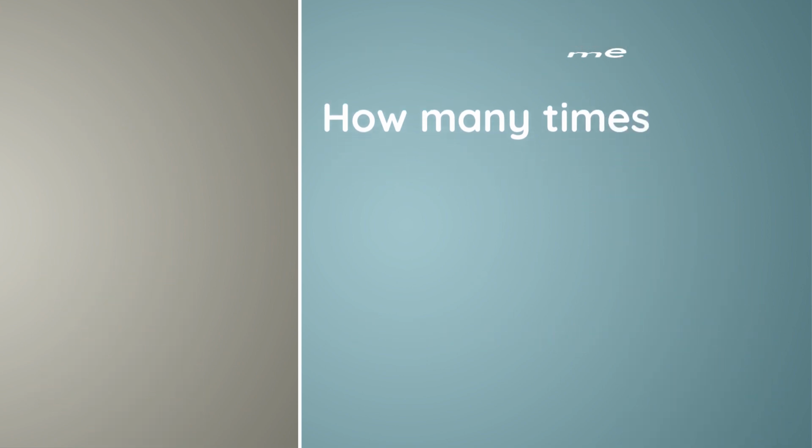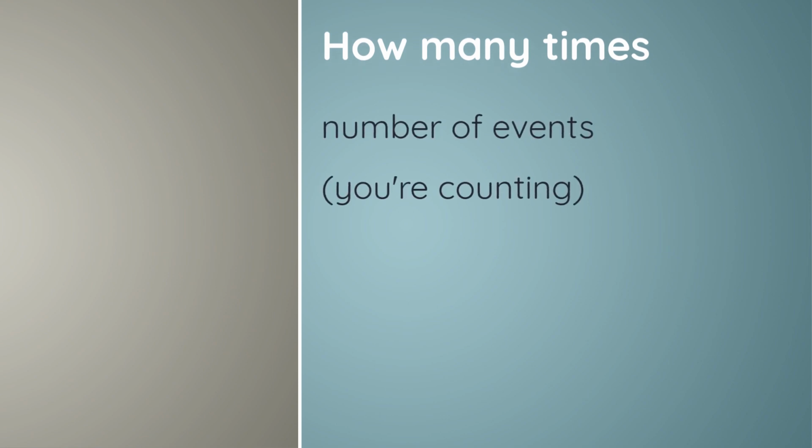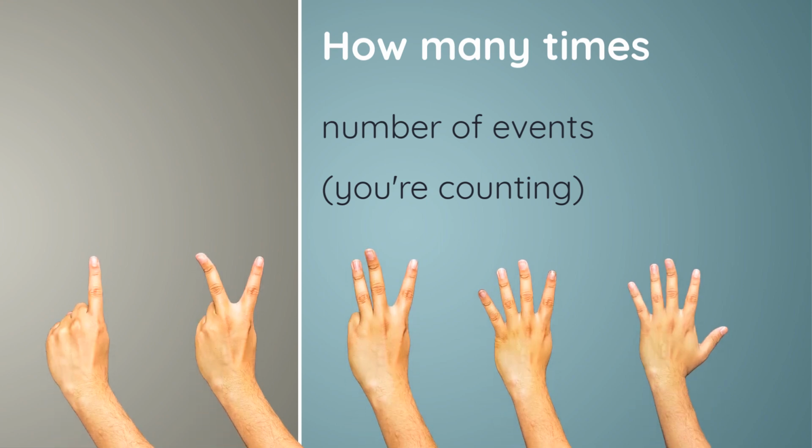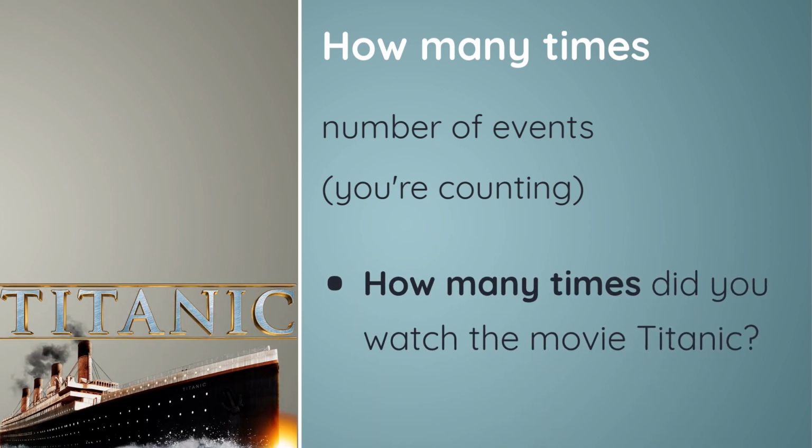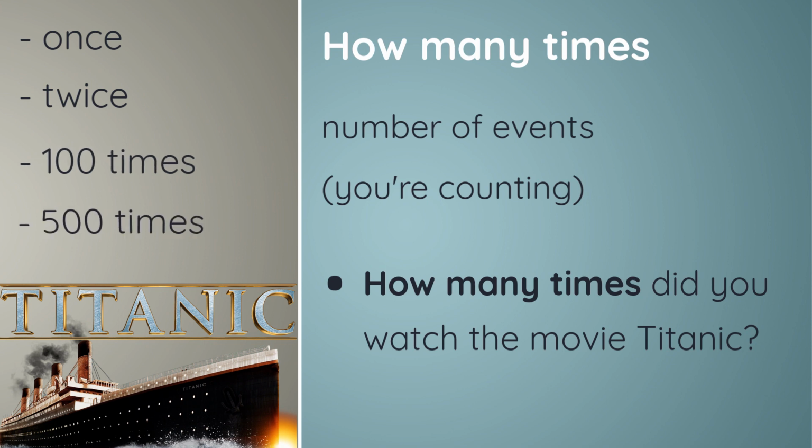This is different because when you ask someone how many times, you want to know the number of events, not the time, the number of events. So you're counting 1, 2, 3, 4, 5. Okay. So for example, you might say, how many times did you watch the movie Titanic? Some people watch the movie once. Some people watch the movie twice. Some people watch the movie 100 times. Maybe even 500 times.